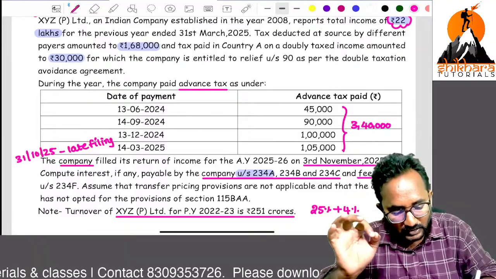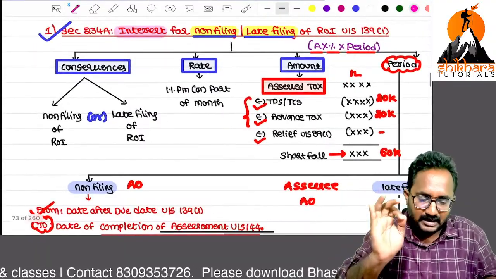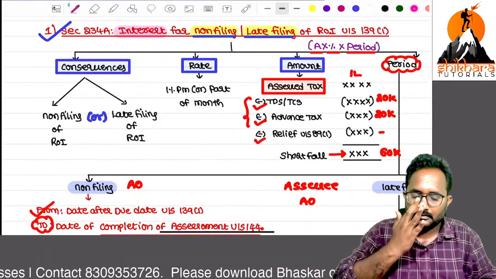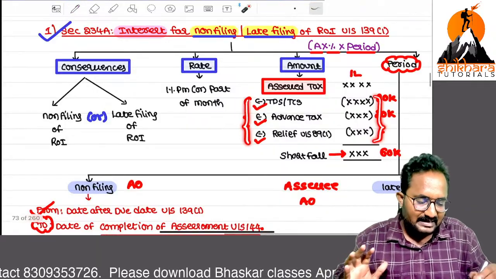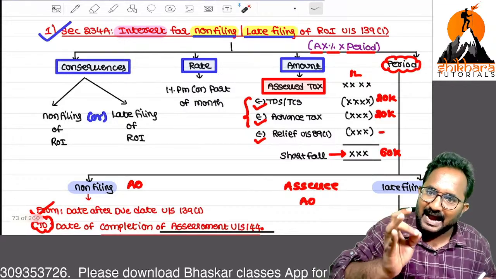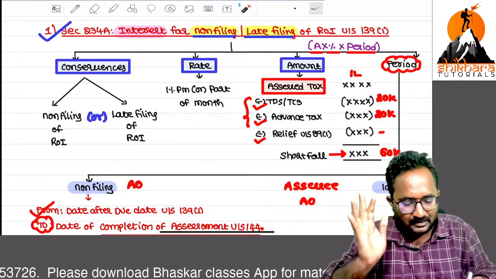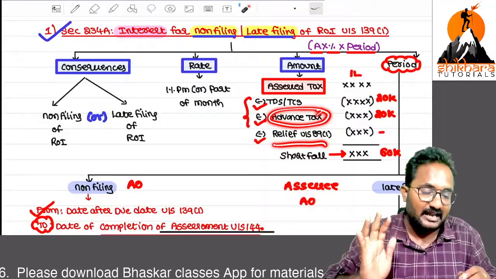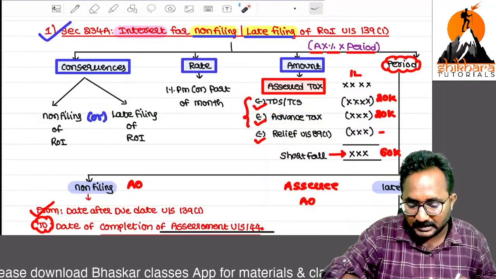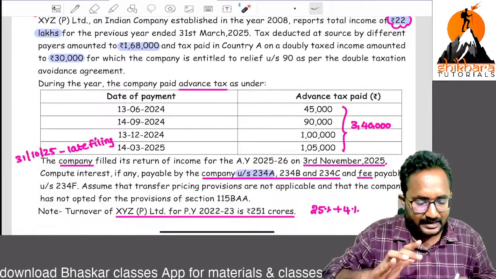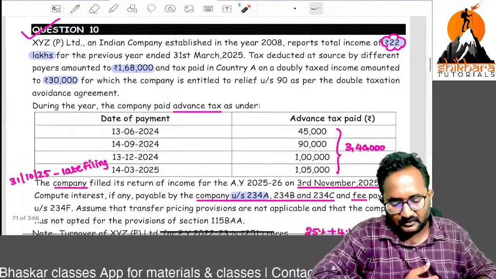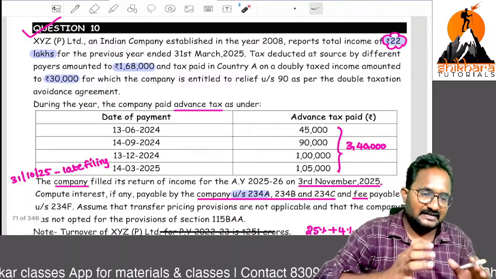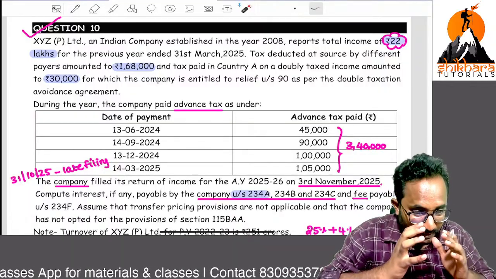Remember, if you know this format, all the things will be in your hands only. Here, what extra credits can you take? DTAA related credits, AMT credit, MAT credit, TDS, TCS, advance tax if already paid, relief under section 90 and 91. All these things you can take. Are you clear up to now? Please give me confirmation about your understanding of section 234A.